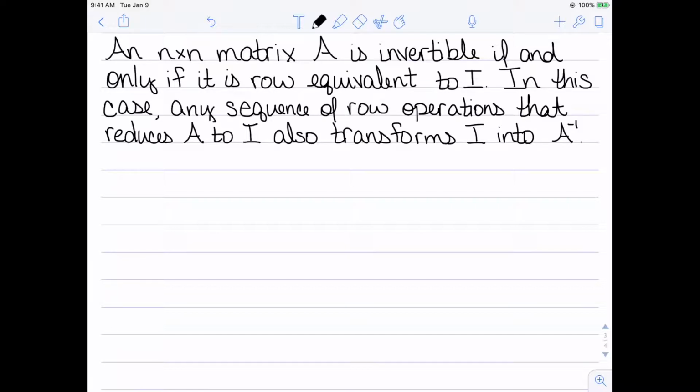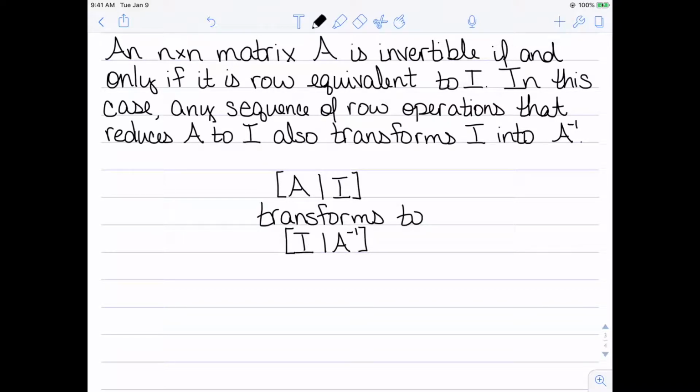So essentially, when we solve these problems, I'm going to set up an augmented matrix where my matrix A is on the left and my identity matrix is on the right. I want to use row operations to transform this into the augmented matrix with I on the left and the inverse on the right. So we'll do this by using row operations to reduce A to I, and then this A inverse is going to pop out on the right-hand side. So let's look at some examples.